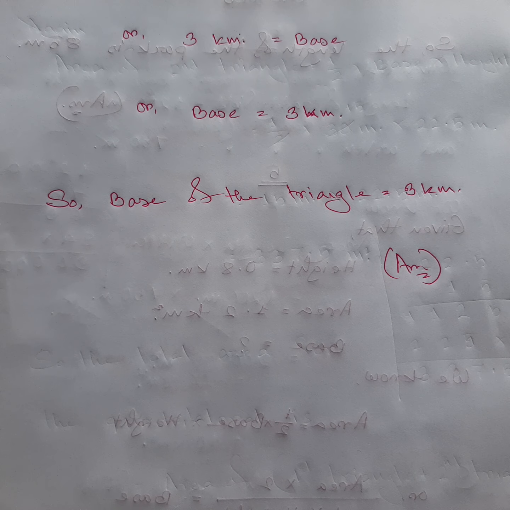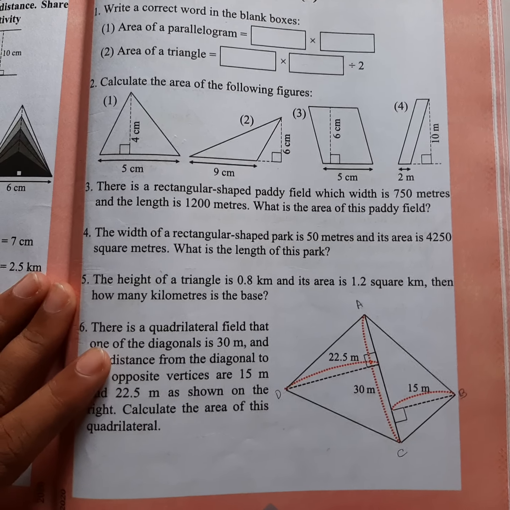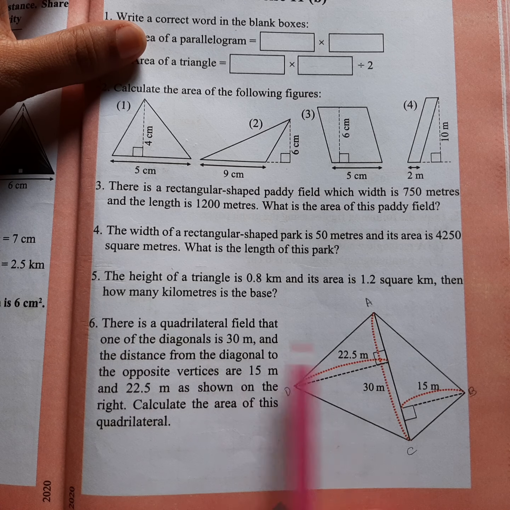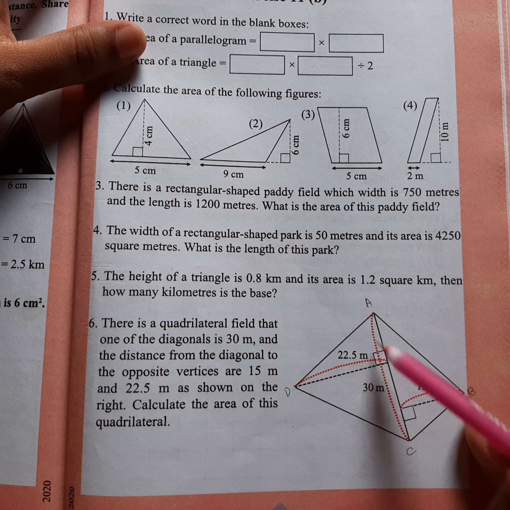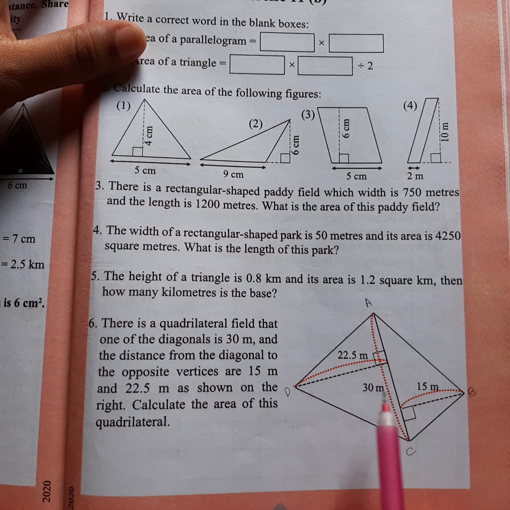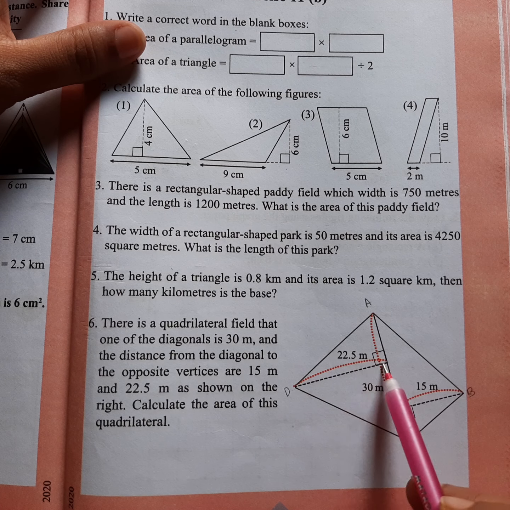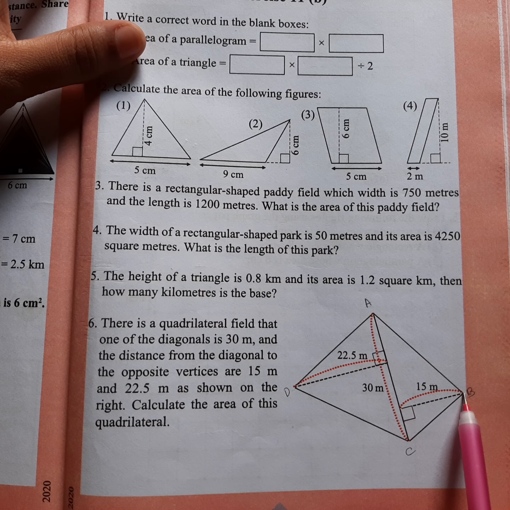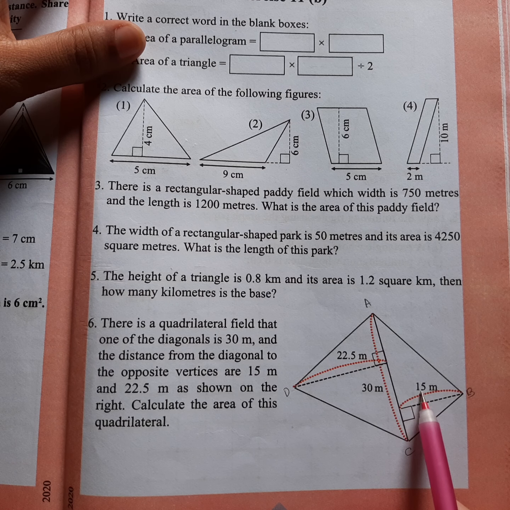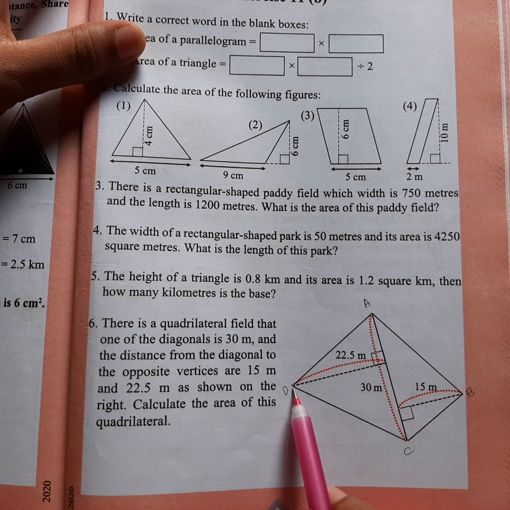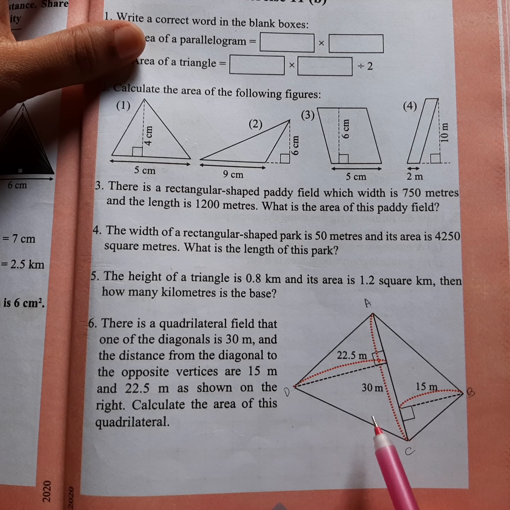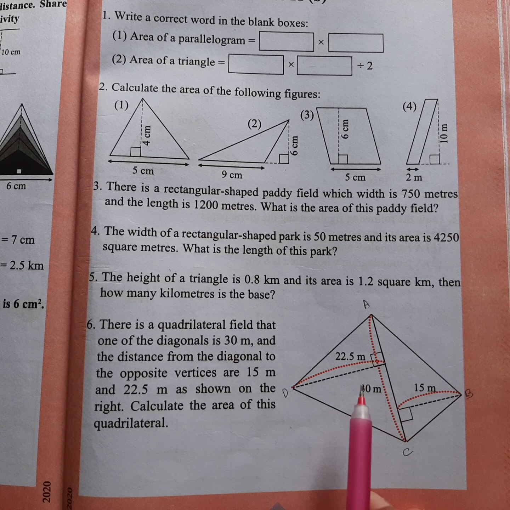Let me do number 6, the last one, last but not the least, and you have to understand this one with a little bit of patience. Okay, you can see they say that there is a quadrilateral which has a diagonal of 30 meter long. Okay, and they also told you that from this diagonal the opposite vertices are, the first one is 15 meter away. If you draw a right angle on the diagonal, the vertex will be only 15 meter away from here, and this vertex is 22.5 meter away from the diagonal. Basically, let me show you, where is my scale.